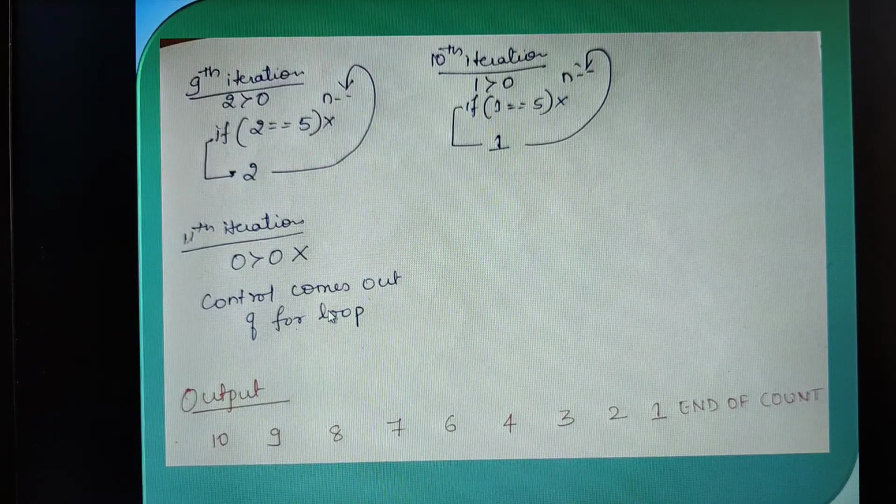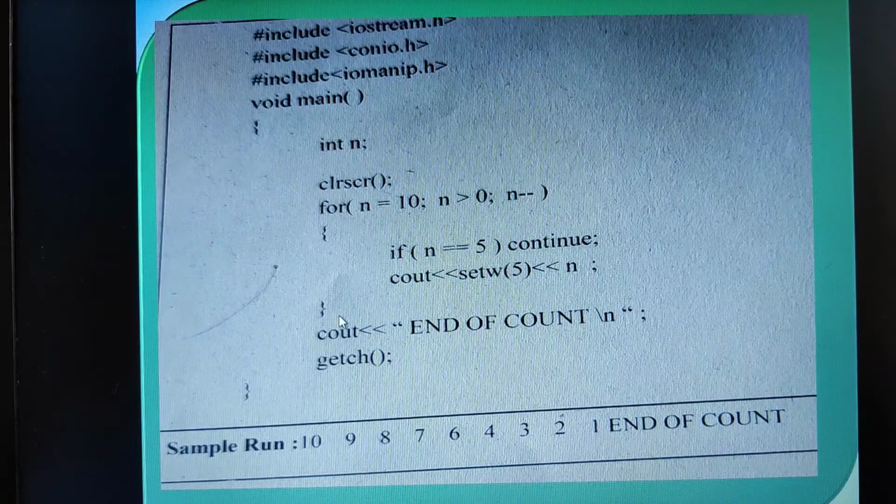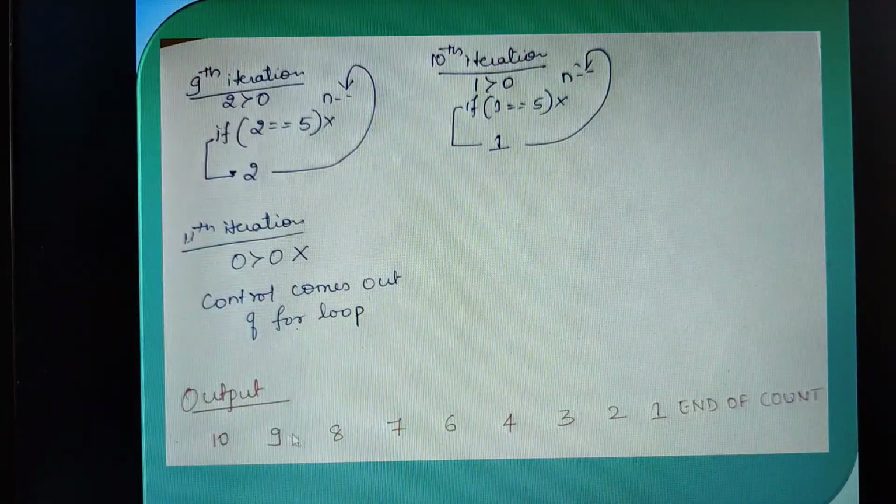And once the control comes out of the loop, what is the next statement as per the program? As per the program, the next statement is cout end of count. Therefore, in the output you can see 10, 9, 8, 7, 6, 5 is skipped, 4, 3, 2, 1 and end of count.